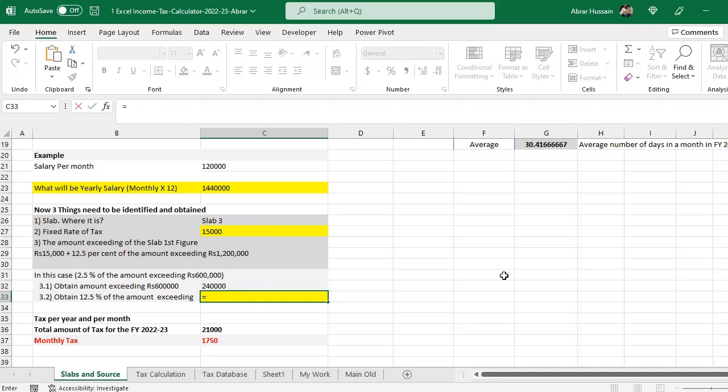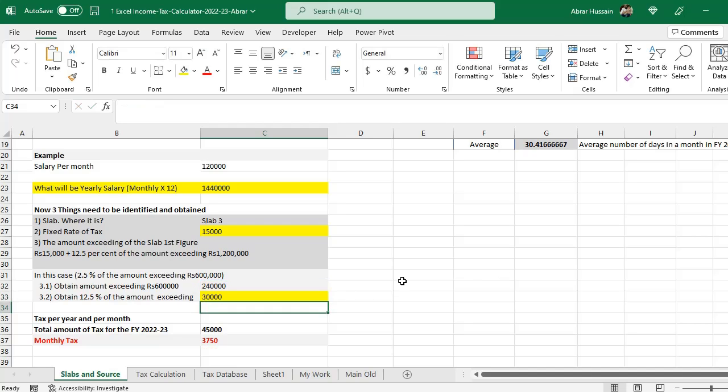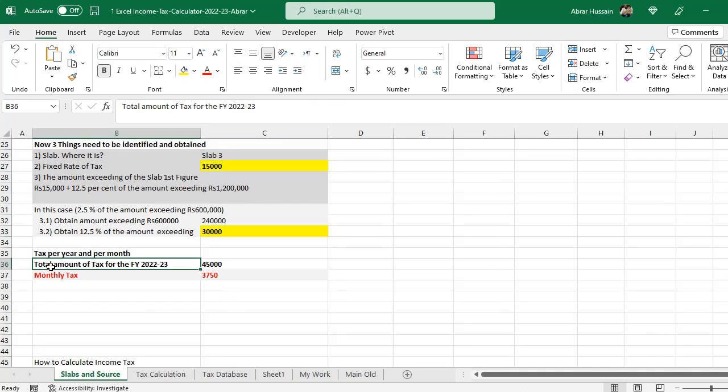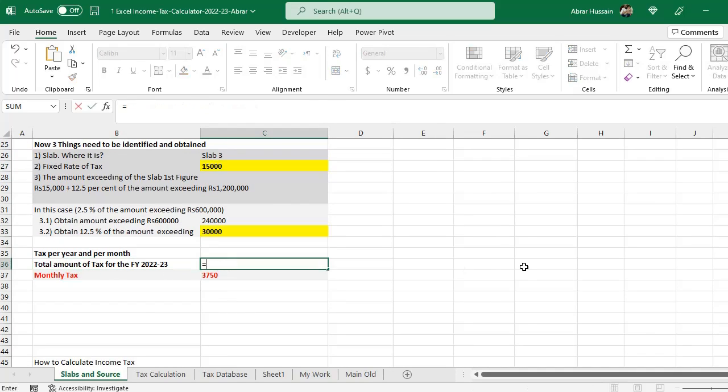Now I will obtain 12.5% of this amount, this exceeding amount, which is 30,000. Now we have these two amounts that I have to pay. The one is the fixed rate on this slab, and the next one is the percentage of the exceeding amount. These two things I have obtained. Now, what is my yearly tax that I have to pay? So the total yearly tax that you have to pay is this plus this.